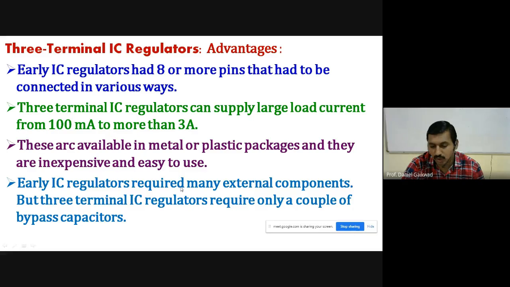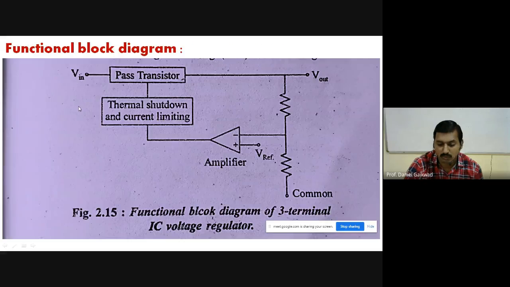Early IC regulators require many external components, but our three terminal IC regulator requires only a couple of bypass capacitors. So the three terminal IC only requires bypass capacitors, either one or two, while in case of the old IC having 8 pins or more than 8 pins we require a number of components: resistor, capacitor, and inductor also. Okay, so these are the advantages of the 3 pin IC regulator over the older one.